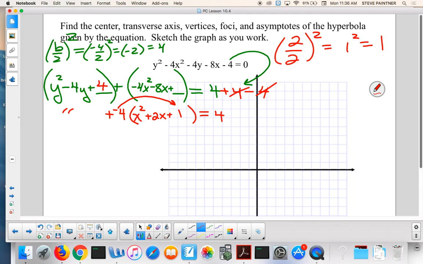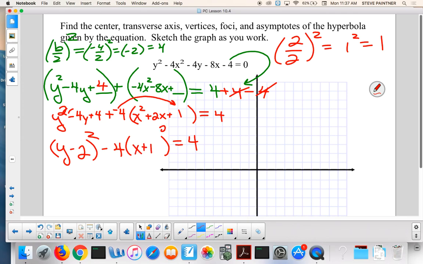And this one, I'm just going to recopy this now. Y squared minus 4y plus 4. If I factor this, I get y minus 2 squared, followed by negative 4. Then what? What's this factor into? X plus 1. X plus 1 squared, gotcha. Okay. Can't have a 4 on the right side. What do we do? Divide by 4.